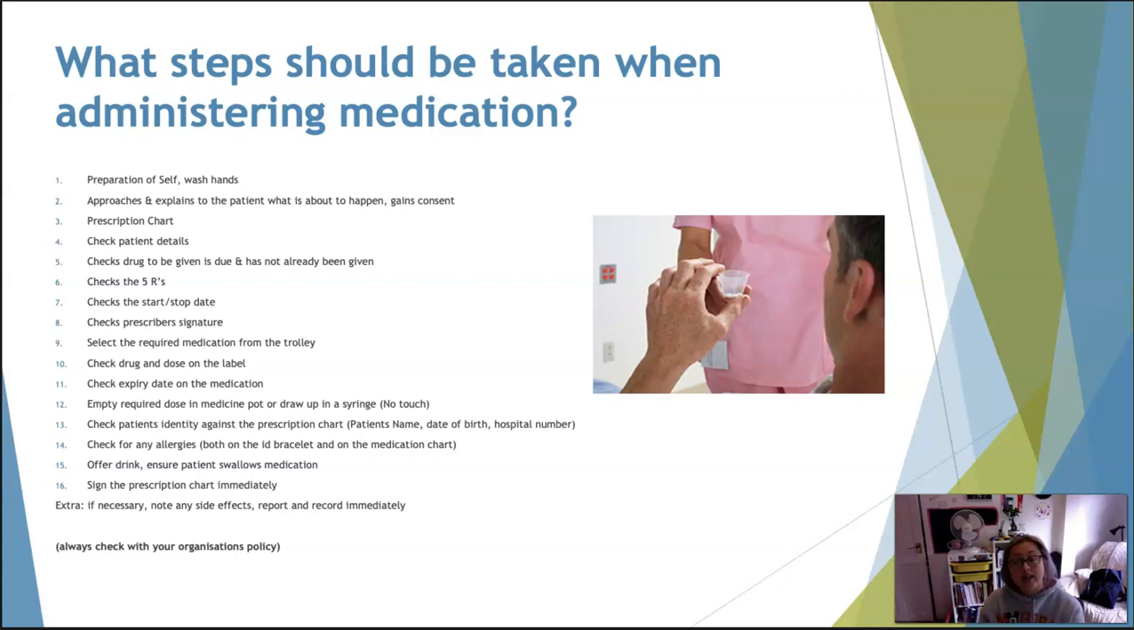And then you need to sign the prescription chart immediately. If there are any extra issues that you need to note down, that the patient's reported any side effects, that the patient wasn't there at the time that you went to give them the medication so you couldn't give them, or that the patient refused the medication, these also need to be documented. And if you've got any problems, you always need to check with your organisation's policy and procedures.